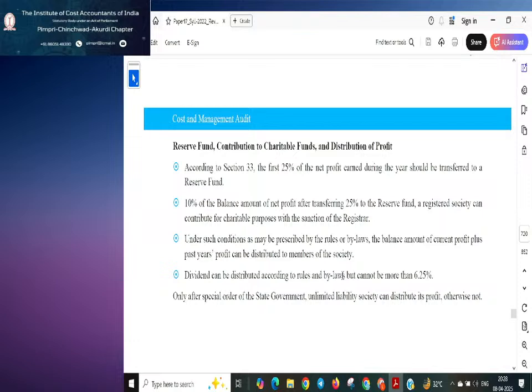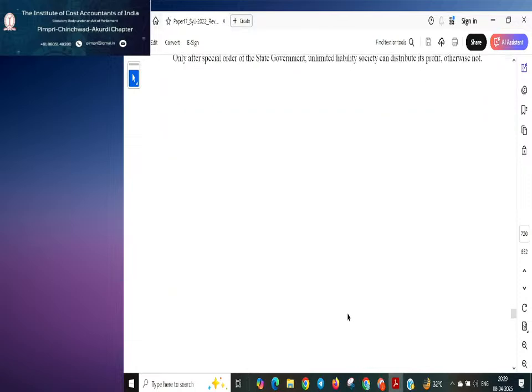And dividend can be distributed according to the rules and bylaws, but at no point of time can it be more than 6.25%. So a member is entitled to only this percentage of dividend on his shareholding. His shareholding, on the other side, is not more than 20%. You should remember, out of that, he will be getting 6.25% as dividend. Only after the special order of the state government can an unlimited liability society distribute its profit, or otherwise it cannot. So these are all the important things related to how much needs to be transferred to the reserve fund every year, how much can be contributed to the charitable funds, and how much can be distributed as profits to the members. Okay? So with this we come to a conclusion of cooperative societies.